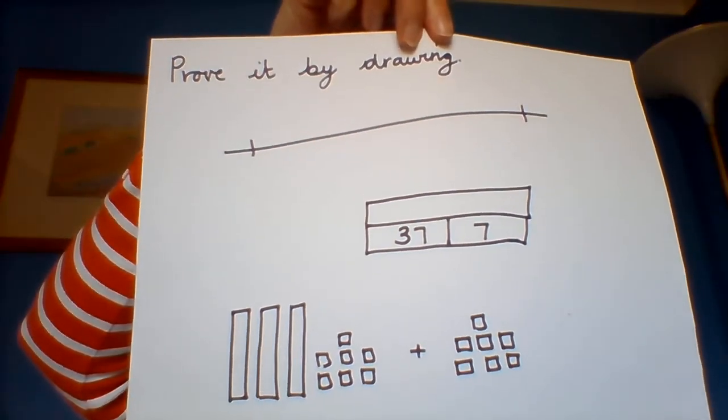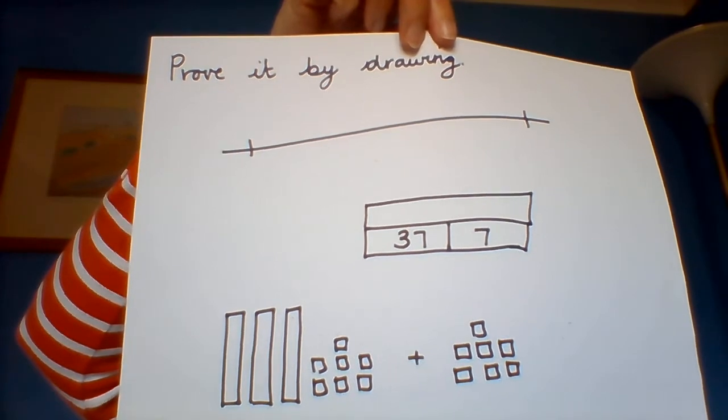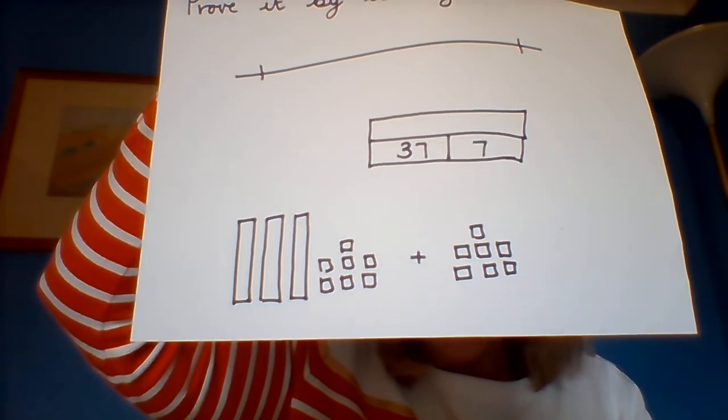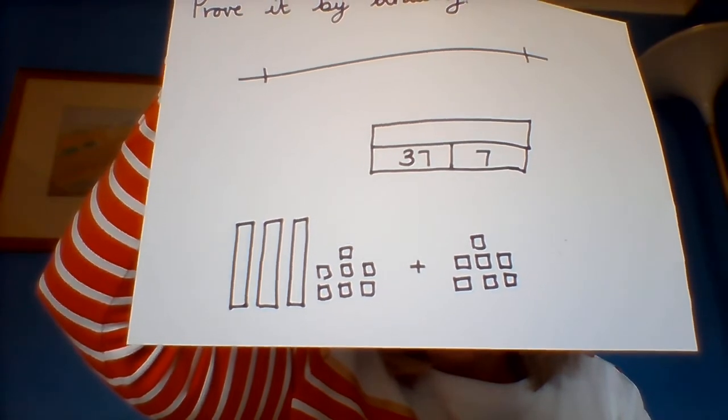You can draw a number line, the bar model, or you could use base 10. Use whichever method you feel most comfortable with, but it is always worth drawing to check. Some you might know, some you might be uncertain of, so please check.